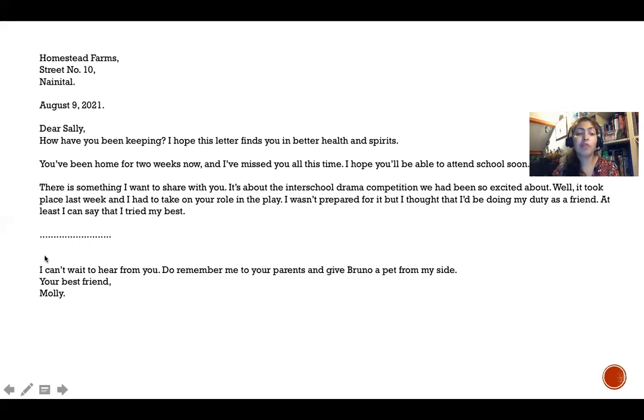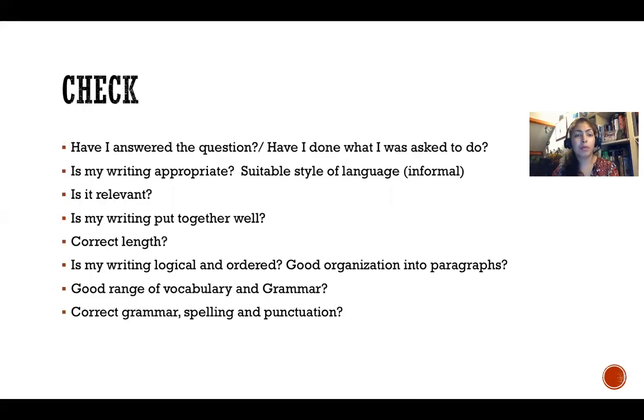Now, the third paragraph I'll leave for you to complete. So you can think of something. You can describe the whole event and you could say something more about your role, the role that you played in the event. And then my closing sentence is, I can't wait to hear from you. Do remember me to your parents and give Bruno a pat from my side. Your best friend, Molly. So that's the leave taking. And of course, you just mention your first name.